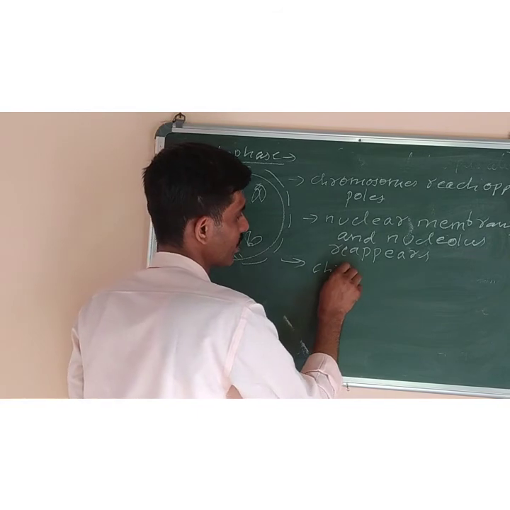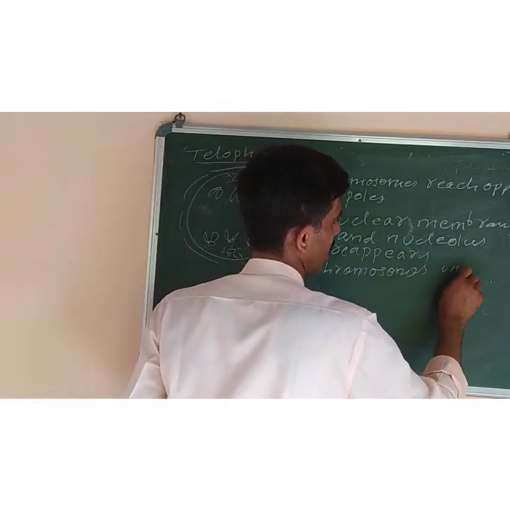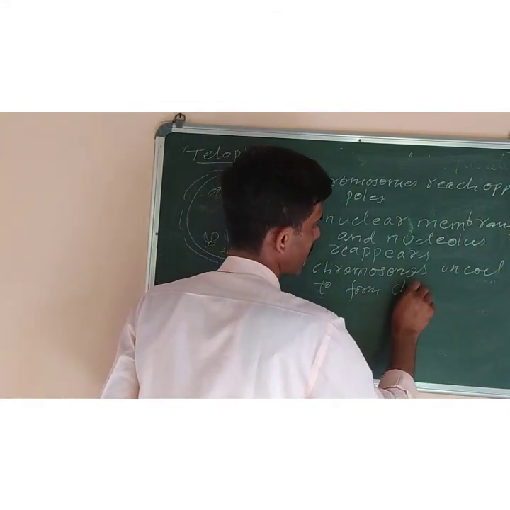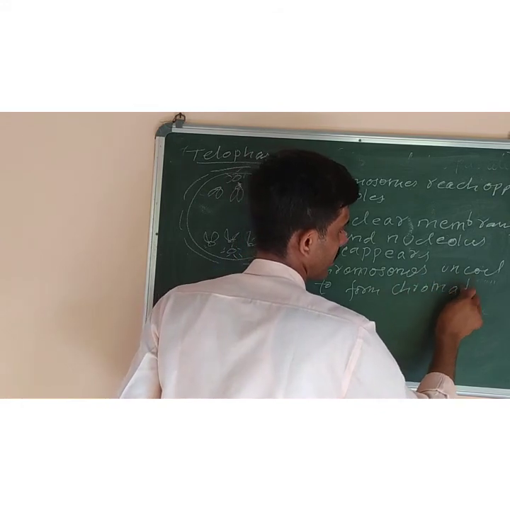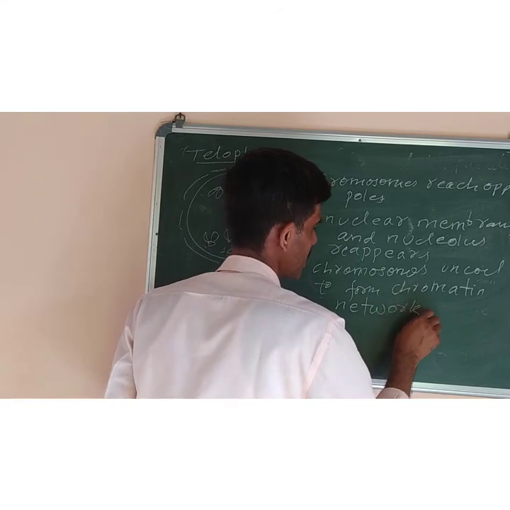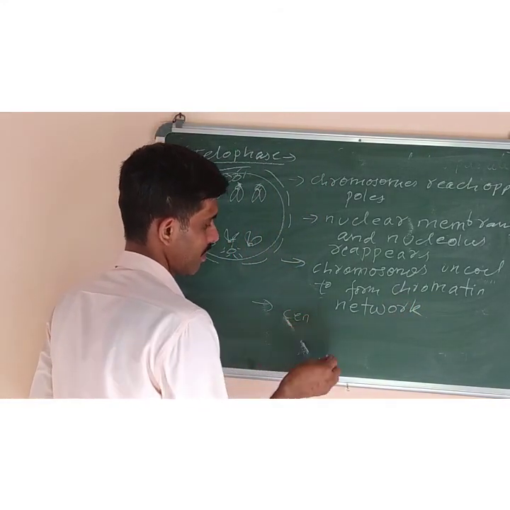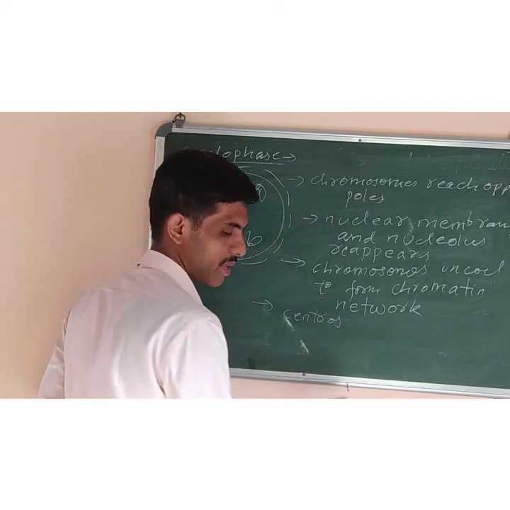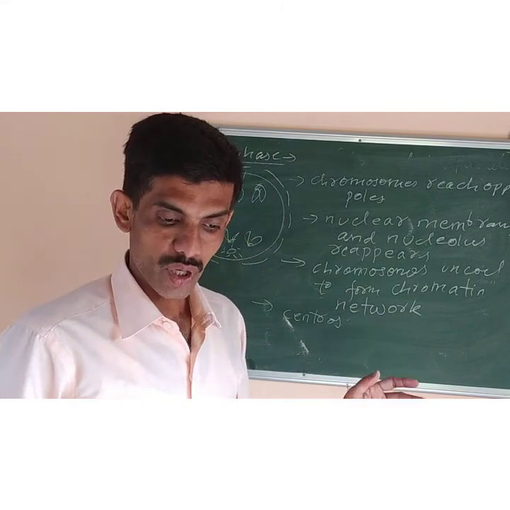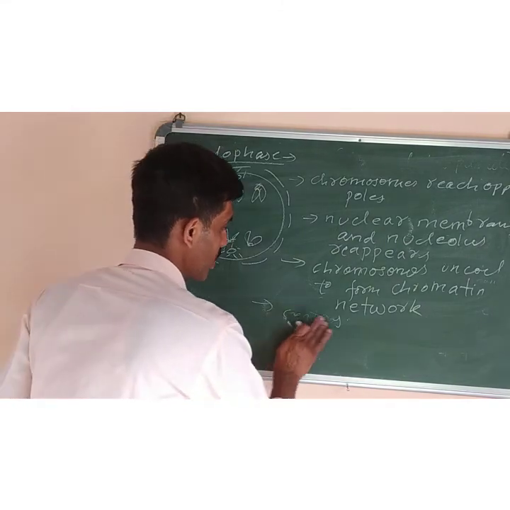Then chromosomes uncoil to form the chromatin network. Once again the chromatin network, same as in the prophase stage, is established. Okay, and the centrosome, whatever centrioles were there, now once again the cleavage appears. Chromosomes uncoil to form the chromatin, as I already said. Now cleavage, this one we will leave for now.